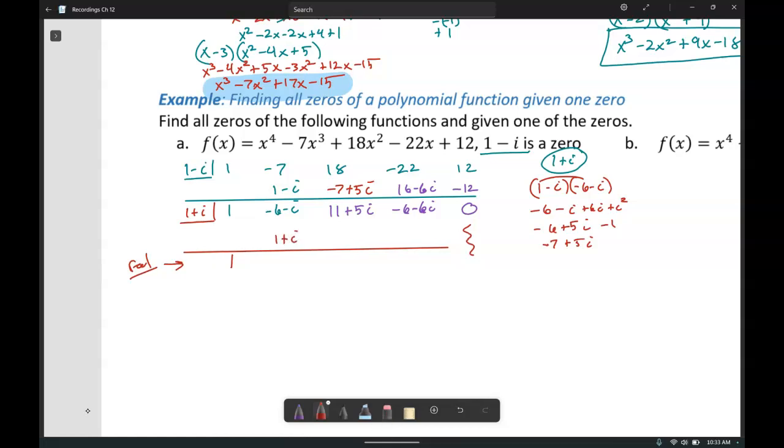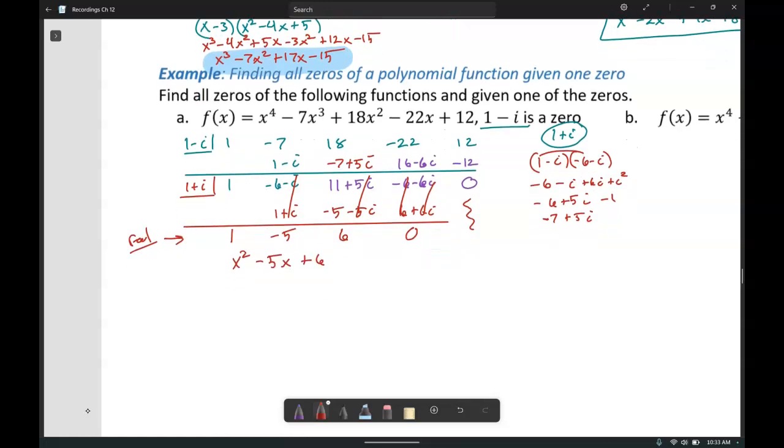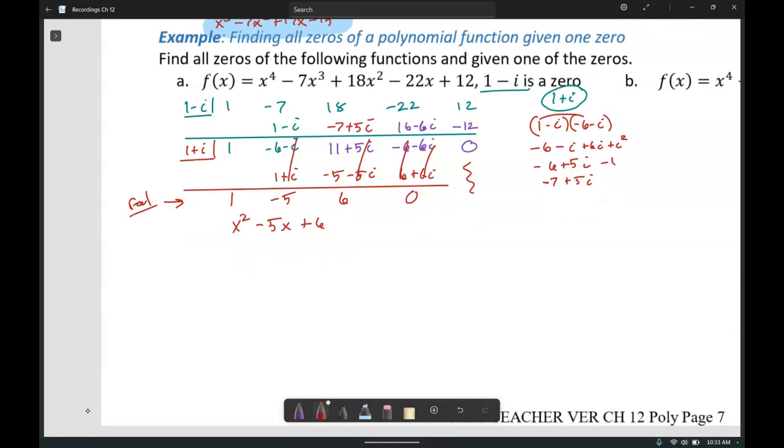So we multiply and we get 1 plus I, which adds to give us negative 5. Our i's cancel. We get negative 5 minus 5I. Again, our i's cancel, leaving us with 6. Then we get 6 plus 6I, and then all of those cancel, leaving our remainder of 0. So we have x squared minus 5x plus 6. Now to find our last zeros, we can either factor or use the quadratic formula if it's not factorable. This is factorable. And so we can solve and get our zeros. And so all of our zeros are 1 minus I, 1 plus I, 2, and 3.